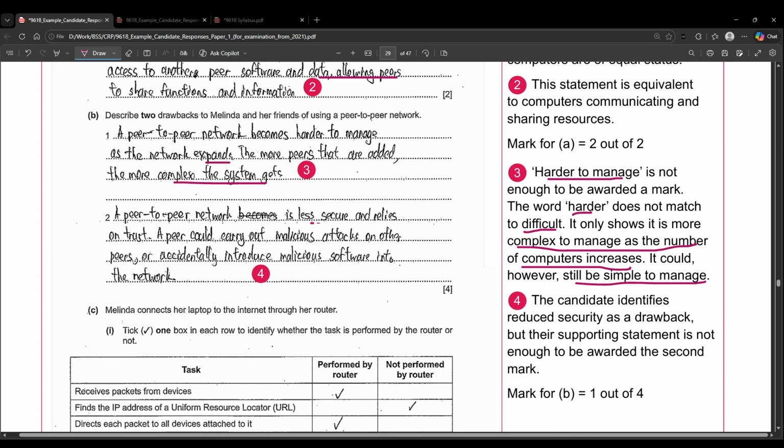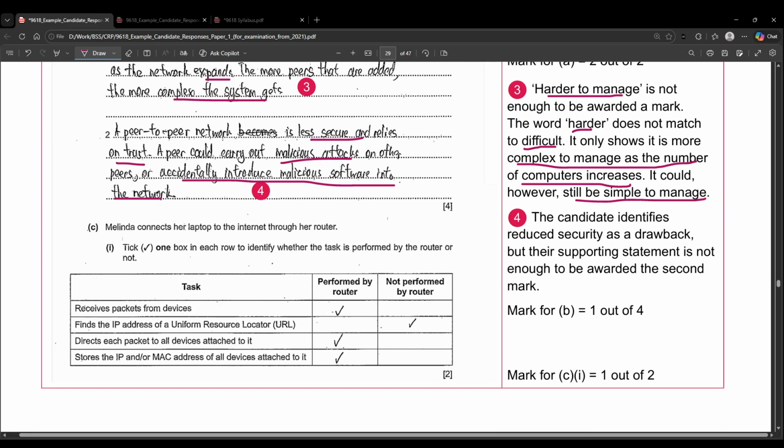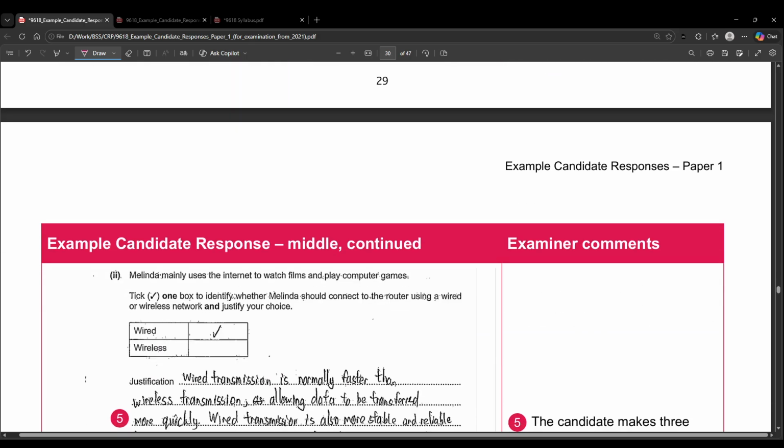And similarly, they're saying it is less secure and relies on trust and can carry out malicious attacks, etc. Okay, and then they're saying malicious attack on the other peers or accidentally introduce malicious software into the network. So the comment says that the candidate identifies reduced security, but their supporting statement is not enough for the mark. They're saying that a peer could carry out malicious attacks on the other peers. Okay, so this is again vague, so not good enough.